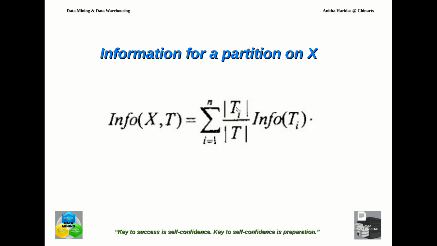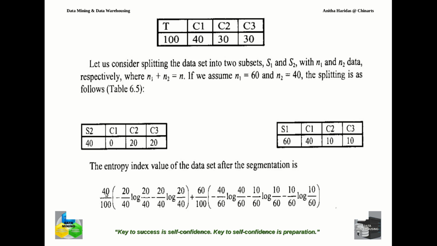We have to multiply it with this probability value. Probability of T1 and probability of T2. So what is probability of S1? S2, 40 records divided by 100, and here 60 records divided by 100. So this value will give you the entropy index value of the data set after the partition or after the split on the attribute X. So this is how the entropy values will be used to understand the information gain.